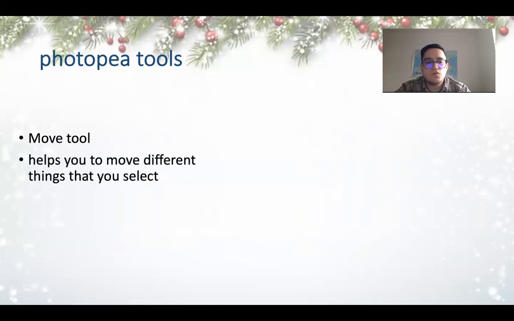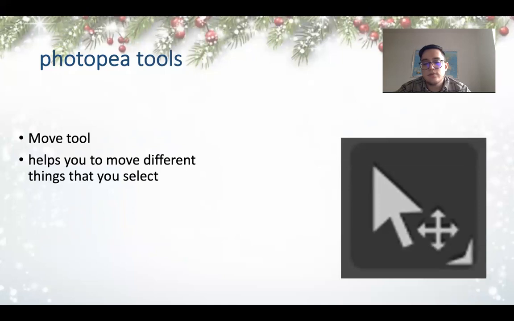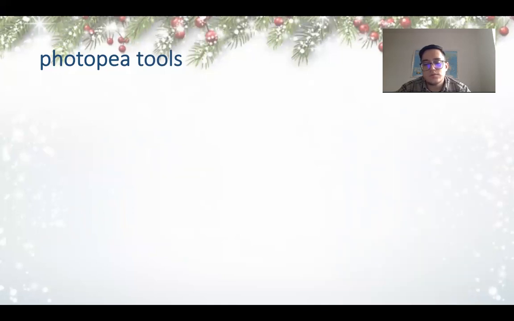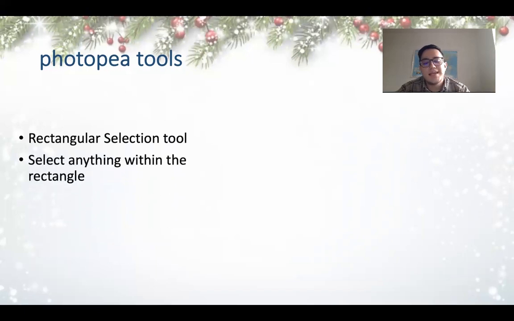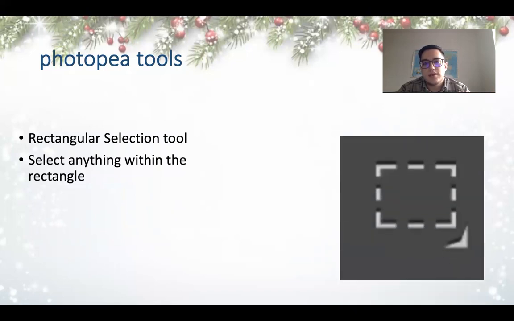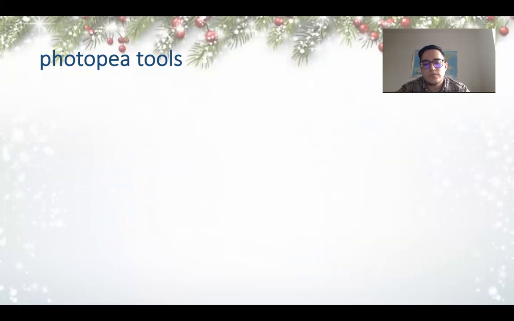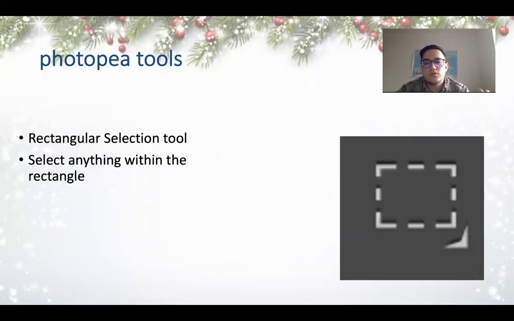Next, we have the Move tool that helps you to move different things that you select. This is the symbol or the icon of the Move tool. Rectangular selection tool selects anything within the rectangle. This is a rectangle selection tool. And when you drag it, you just click and drag, and whatever is in the rectangle will be selected.